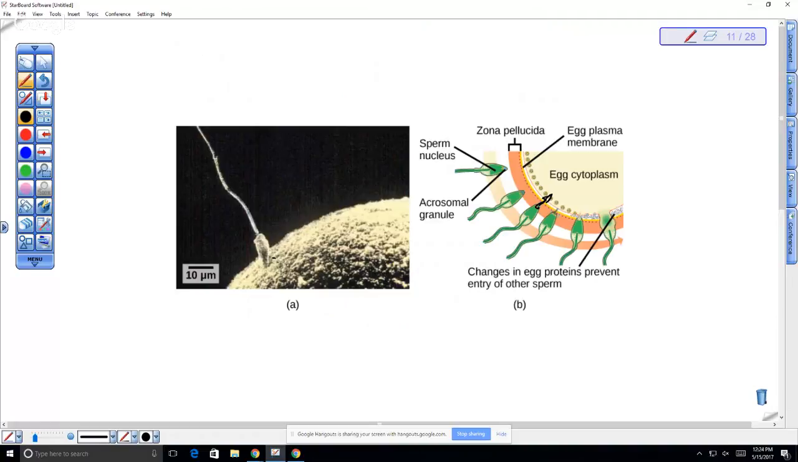Remember that I mentioned that the mitochondria of the sperm do not make it into the inside of the oocyte, so the tail actually falls off. So the mitochondria you inherit from your mother, because those are already present in the oocyte, in the egg cell.